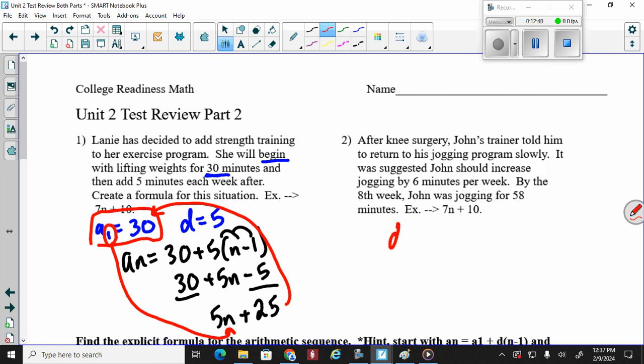All right, so after knee surgery, John was told to slowly increase jogging by 6 minutes. That's your common difference because you're adding 6 minutes. It says by the 8th week, he was jogging 58. So A of 8 is equal to 58.